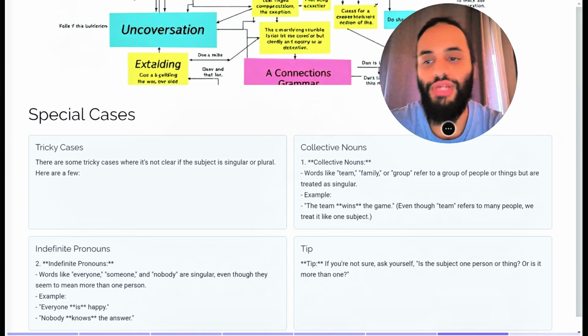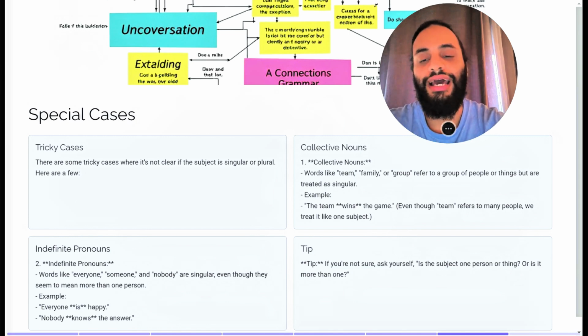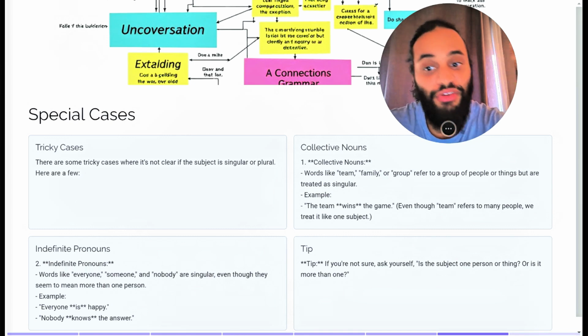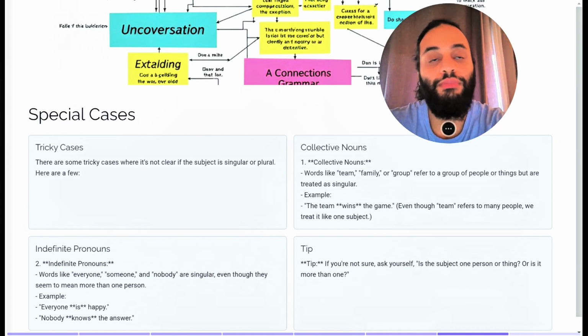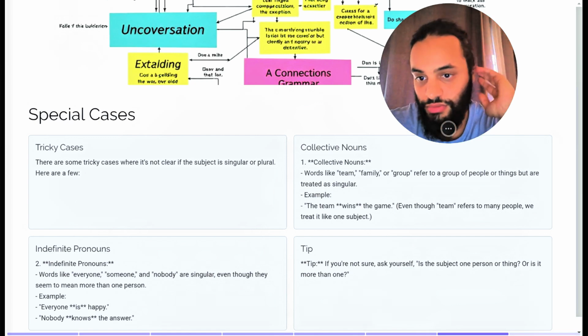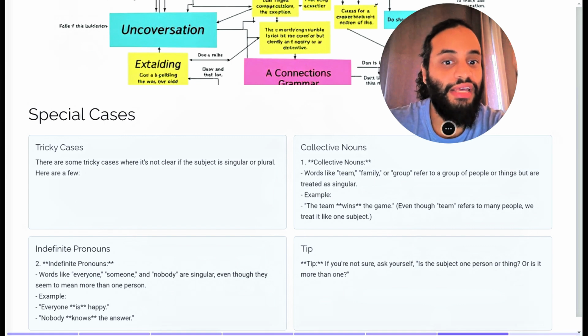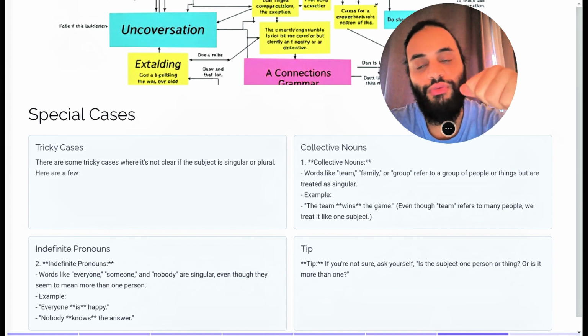Next, we have indefinite pronouns. Indefinite pronouns are words like everyone, someone, nobody, and are singular, even though they seem to mean more than one person, okay? So like everyone. Everyone is happy, you would say. Nobody knows the answer. So words like everyone, someone, and nobody are singular, even though they seem to mean more than one person, okay? You use it in a singular sense. Next, a tip is, if you're not sure, ask yourself, is the subject one person or a thing? Or is it more than one, okay?